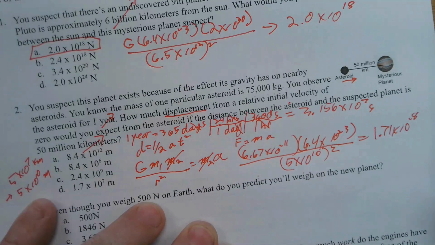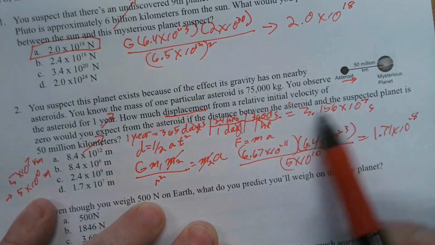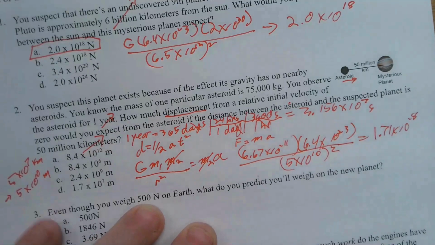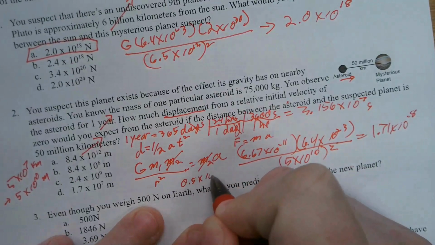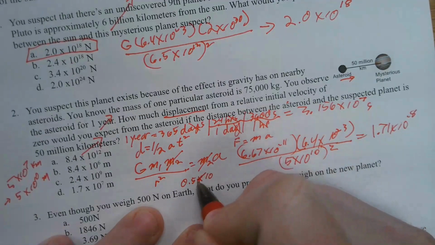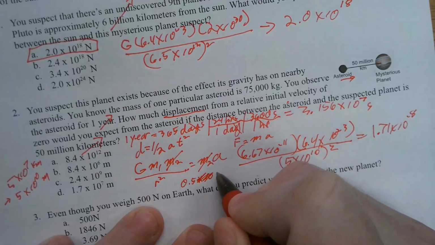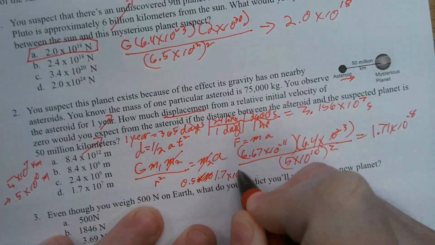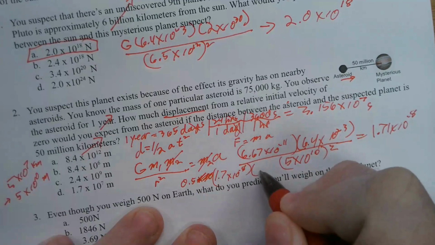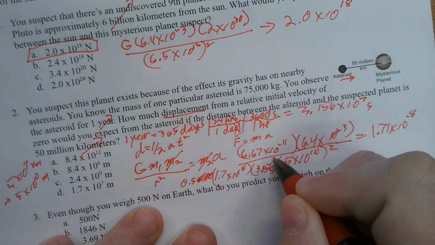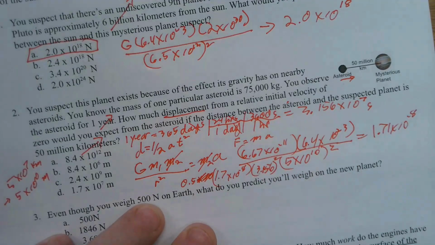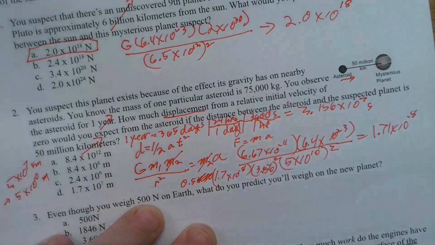So gravity decays as the square of the distance. It decays very, very quickly. However, we're still dealing with a long period of time, so let's go ahead and put that into our equation. That is going to be 0.5 times 1.7 times 10 to the negative 8 times 3.156 times 10 to the negative 7, but I'm running out of space. Just put that into our calculator real quick.